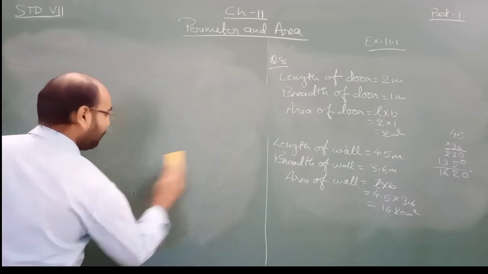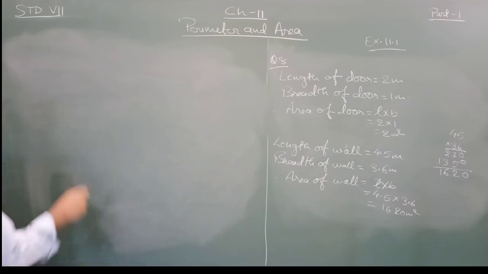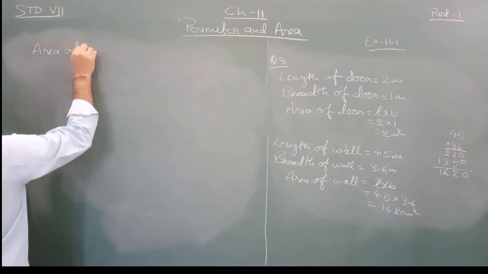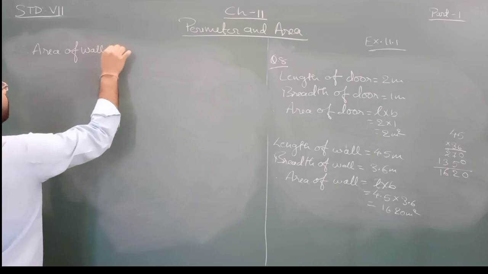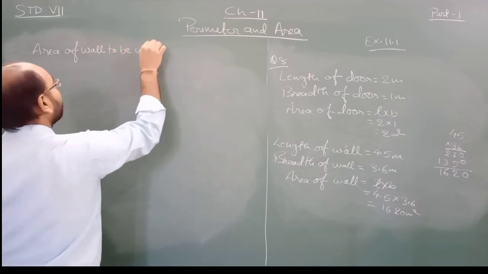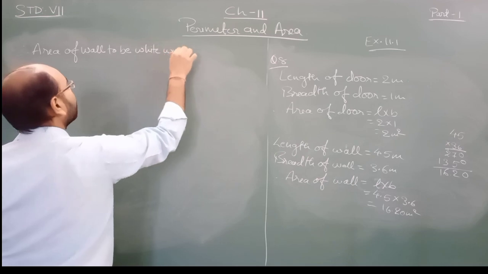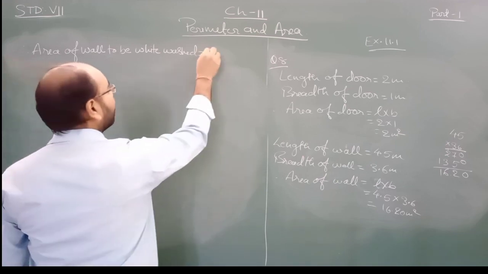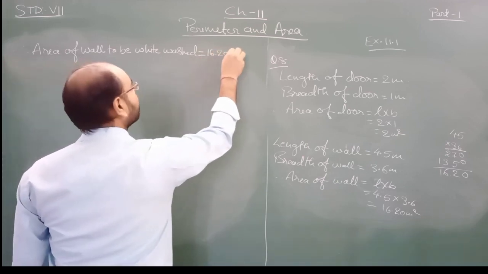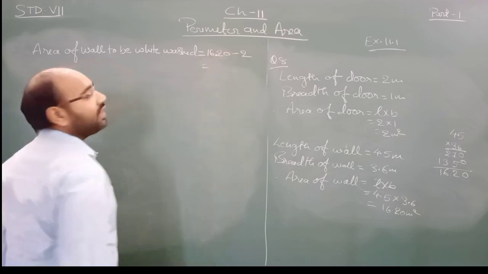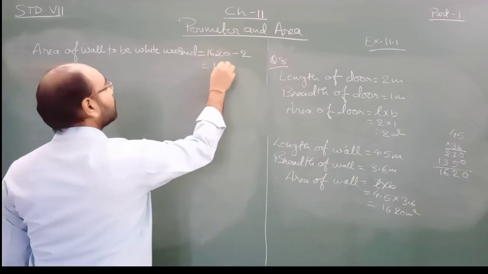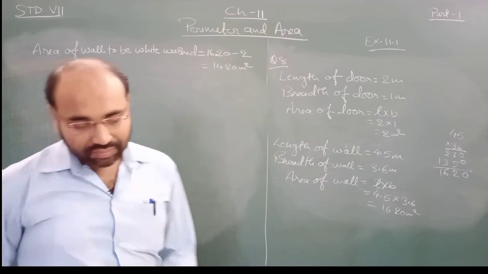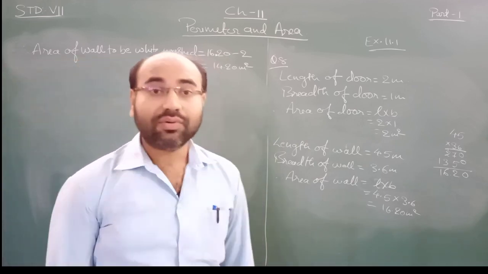So what we will write now? Right. Therefore, area of wall to be whitewashed is equal to area of wall minus area of door. तो area of wall कितना आएगा 16.20, उसमें से 2 माइनस करना है, so it will come as 14.20 meter square. Now again same the rest of the part you have to do it by yourself.